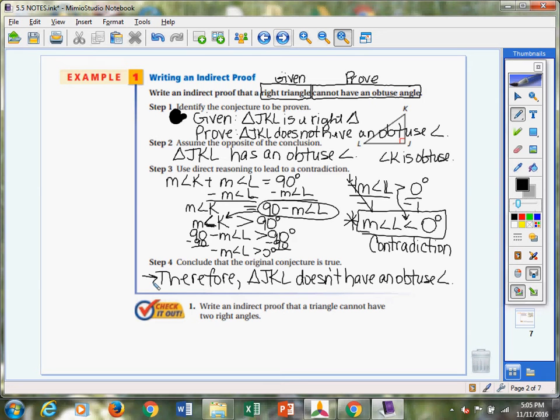All right, check it out as yours. You get to try this one. Write an indirect proof that a triangle cannot have 2 right angles. Give that your best shot, and if you're having a hard time, text me. I'll try to help you get started if you're not sure how. But I do want to leave it and see if you can do it on your own. Good luck, and bring your questions to class.